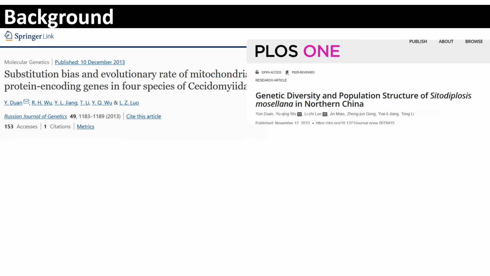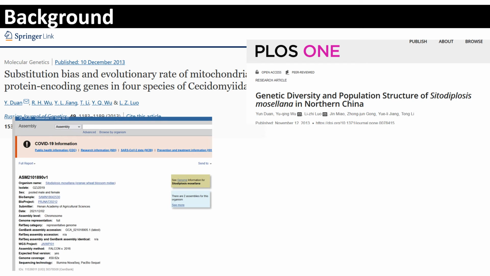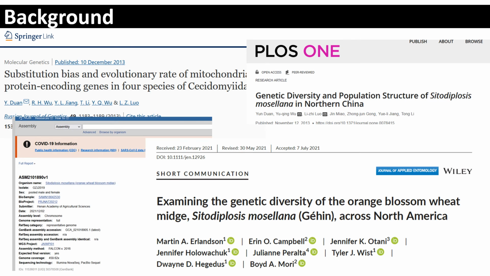Compared to other insect pests, only a few population genetic studies have been conducted on wheat midges. Recently, there is a report about complete genome assembly of wheat midges as well. However, these studies are based on Chinese wheat midge populations. Recently, a North American-based study was conducted under the supervision of Dr. Boyd Mori, but this study is only based on mitochondrial genes. So up to date, a comprehensive investigation of worldwide wheat midge populations is still lacking.